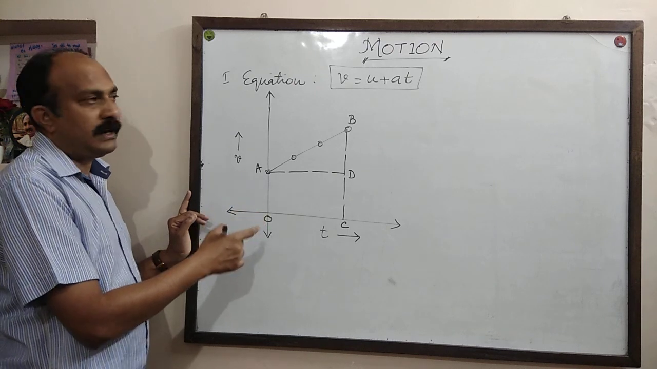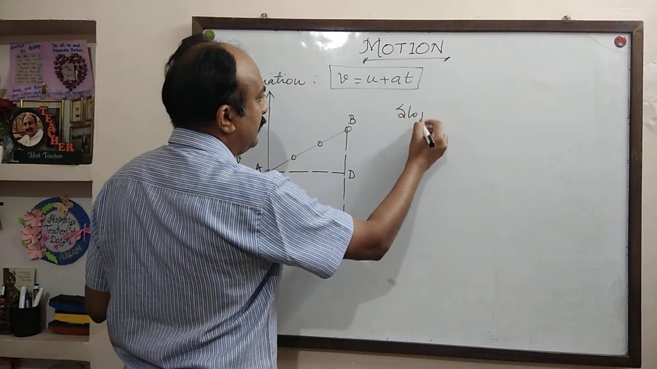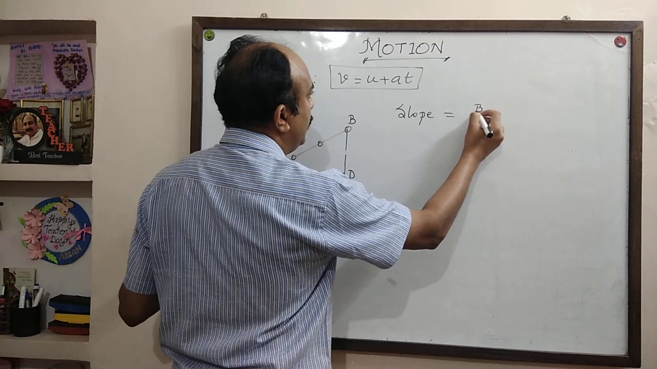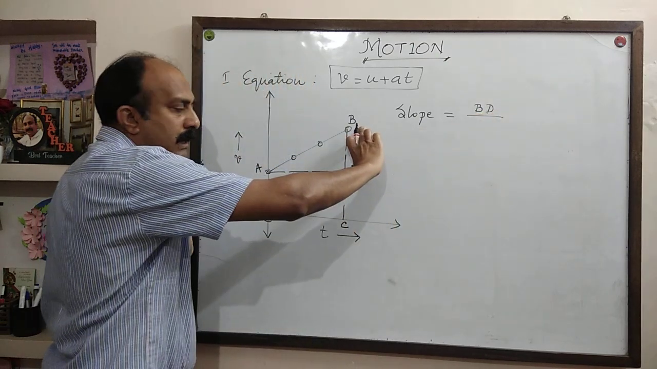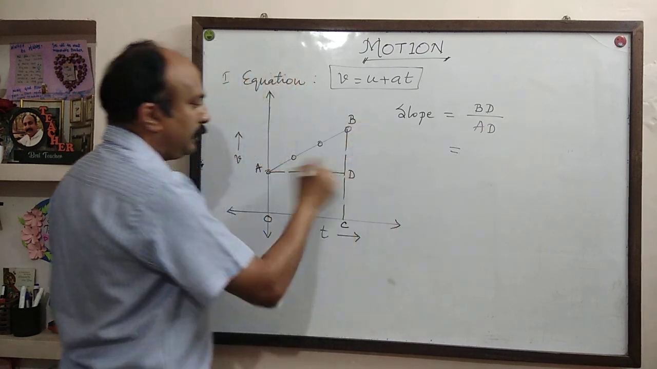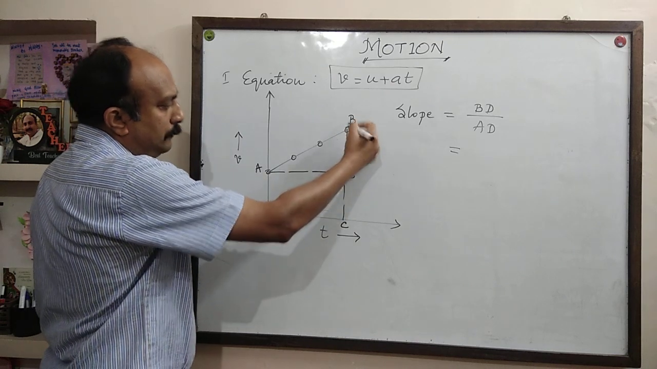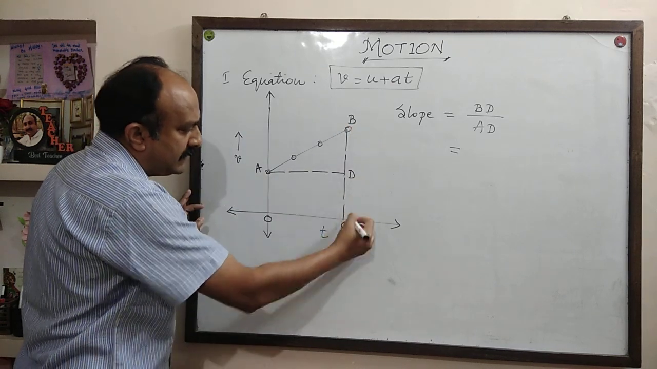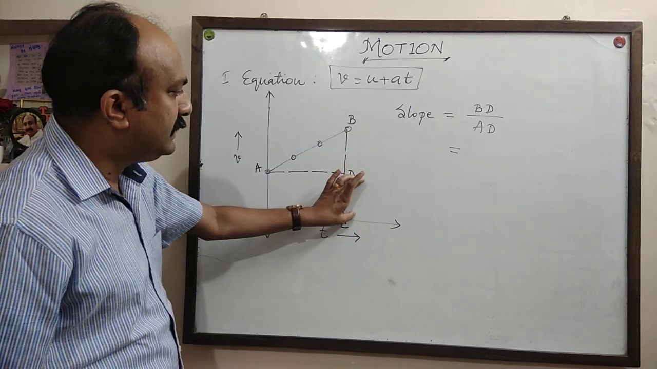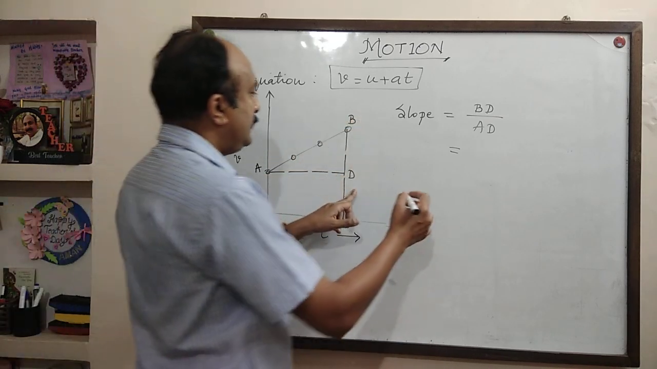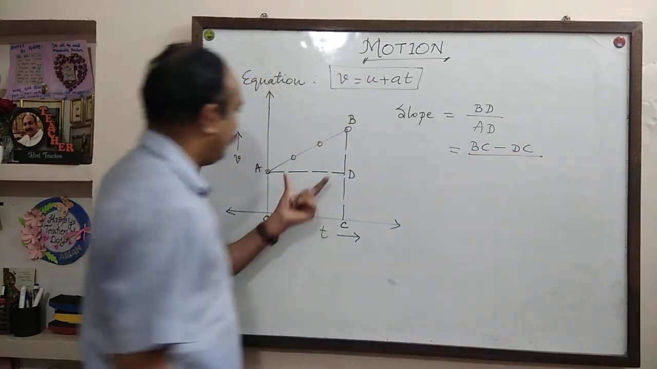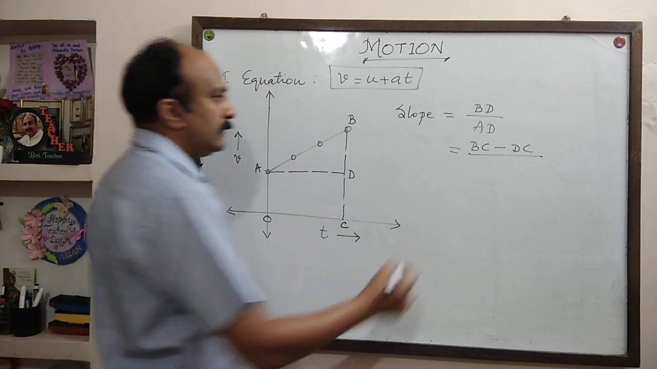Now what is the slope of this graph? The slope of this graph is given by perpendicular upon base. But what is the perpendicular? BD. BD upon AD. Now what is BD? BD is equal to BC minus DC. The total height is BC. BC minus DC equal to BD. So I am replacing BD as BC minus DC upon, what is AD? AD is equal to OC.